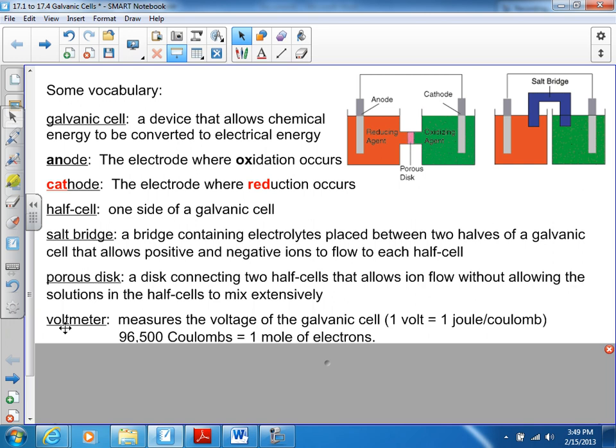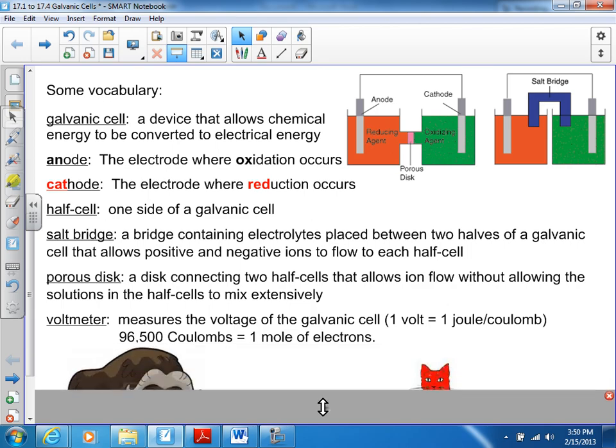Now, these pictures don't show what's called a voltmeter. A voltmeter is something that measures the voltage of the galvanic cell. And here are some conversion factors. A volt is a joule per coulomb. 96,500 coulombs is the charge of 1 mole of electrons. So a coulomb is a charge unit, and 1 mole of electrons has the charge of 96,500 coulombs. That will be important later on. There's something called a Faraday, which is a mole of electrons. So a Faraday is 96,500 coulombs.